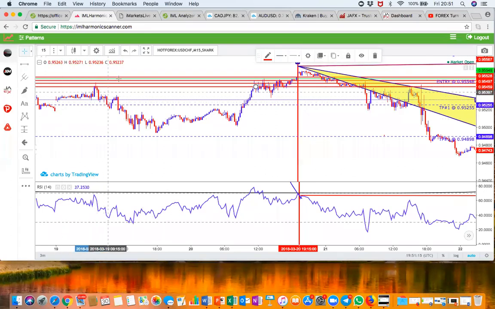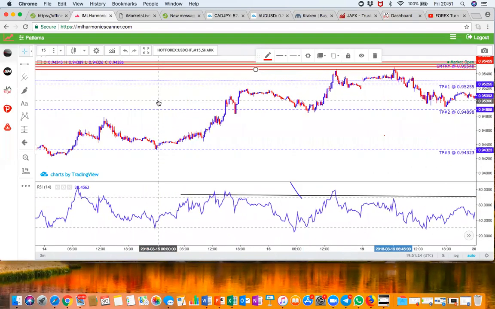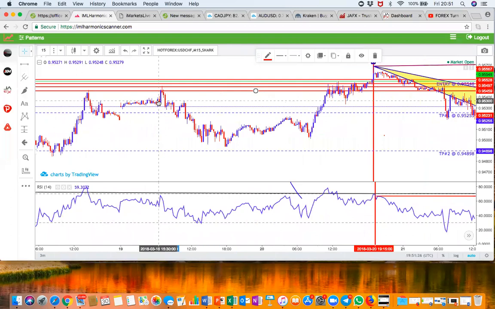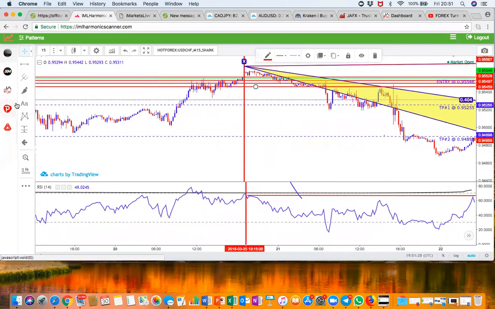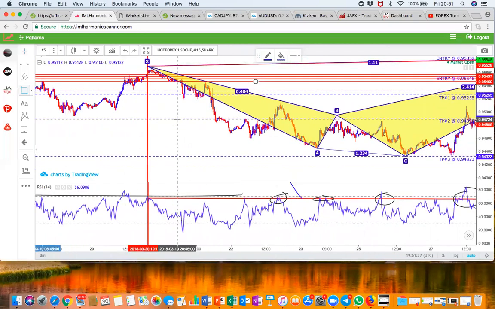How many lines do we have here? 4. That could be enough for us. If you want, you can go further into the past, but if you look at it, they are quite far away. So these 4 would do for us right now. And then what you will do next, you look for your triangle just to see where you can enter the next trade.